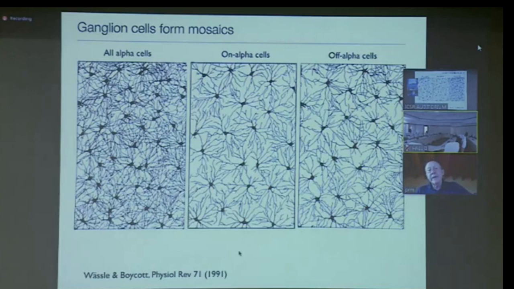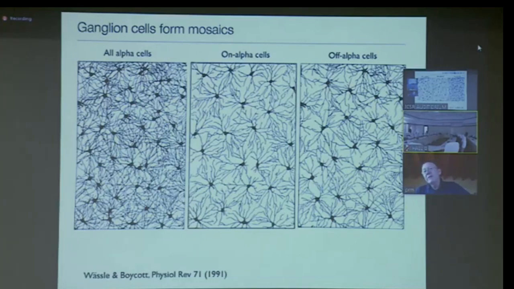Here is anatomical evidence for the presence of on and off mosaics. This is cat retina, and you can read this nice review paper, I'll put this in the notes, by Heinz Wässle and Brian Boycott. Here they're showing a method whereby the on cells and the off cells can be selectively identified. I won't go into details, but if both cell types are labeled, then we see here a terrible mess. But if we selectively label just the on-center cells or the off-center cells, you can see that each type makes a tiling or mosaic of the retinal surface.